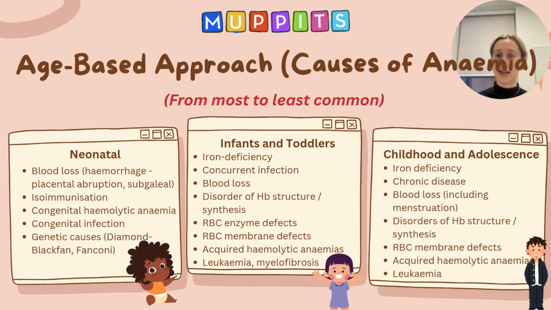And in children and adolescents, there is a second peak of iron deficiency, which can be due to inadequate dietary intake or menstruation, obviously being a very important cause in people with uteruses. Chronic disease, so things like hypothyroidism or IBD, celiac disease, renal and liver disease as well. Other forms of blood loss again, so GI loss and, as I said, menstruation. And then the other causes are the same as the infant and toddler age group.